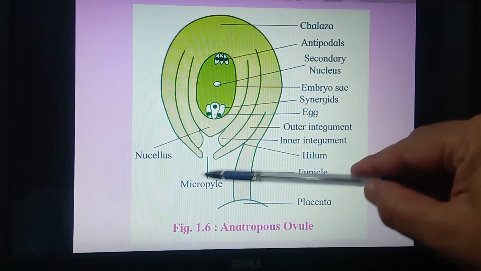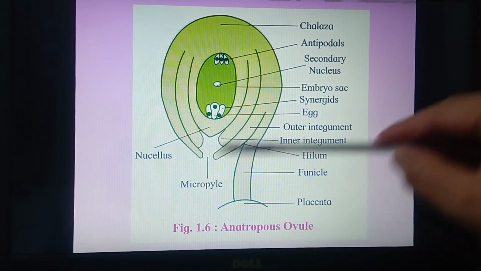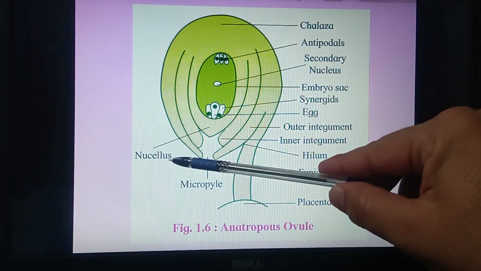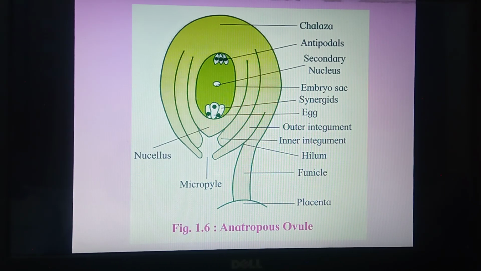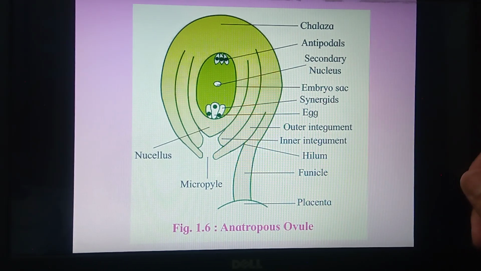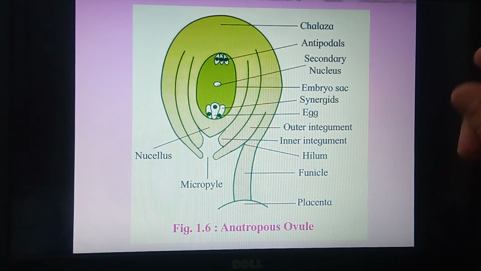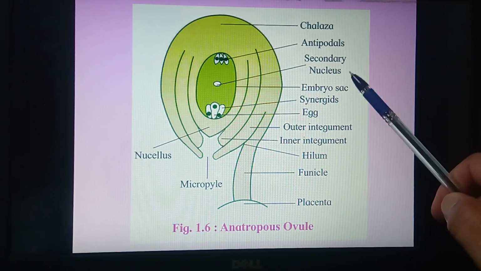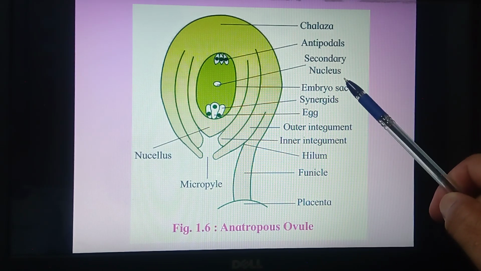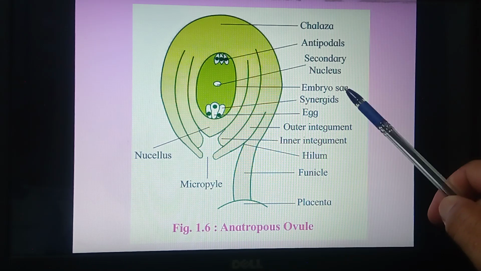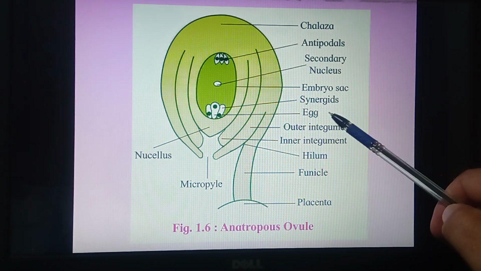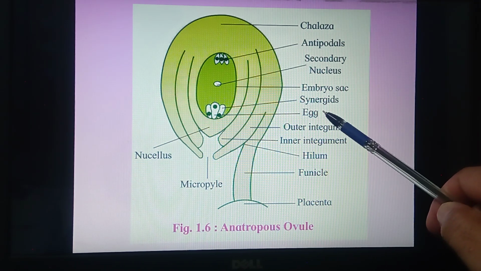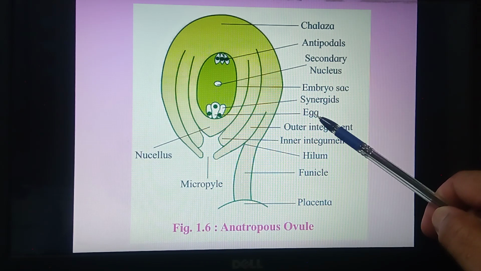Micropyle, which allows the entry of the pollen tube towards the embryo sac. Nucellus is a parenchymatous tissue which gives rise to the megaspore mother cell, which is diploid in its nature. Then embryo sac. Embryo sac is also called the female gametophyte. This embryo sac or female gametophyte shows first the egg apparatus, which contains an egg. What is the role of the egg?